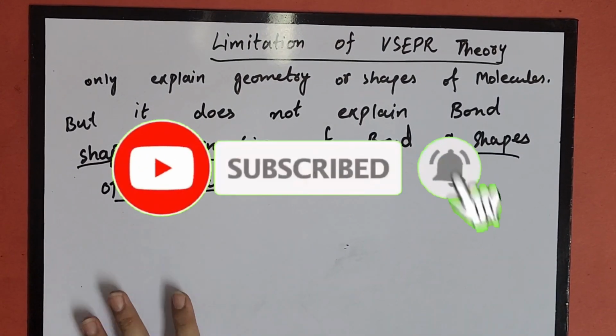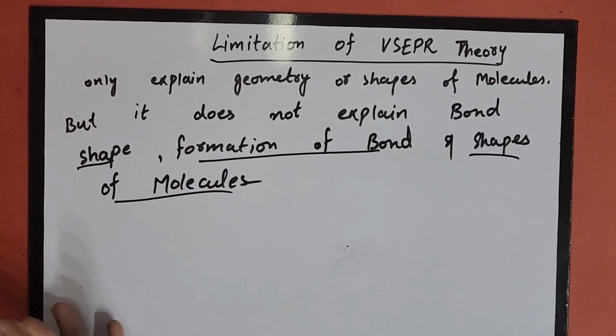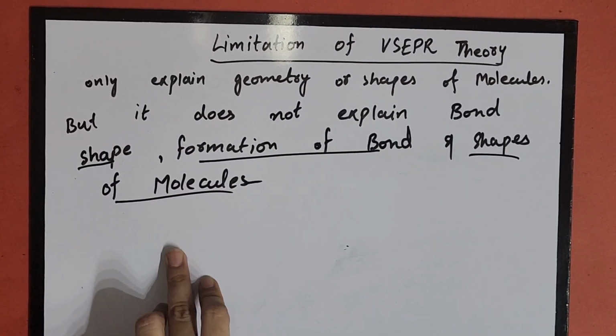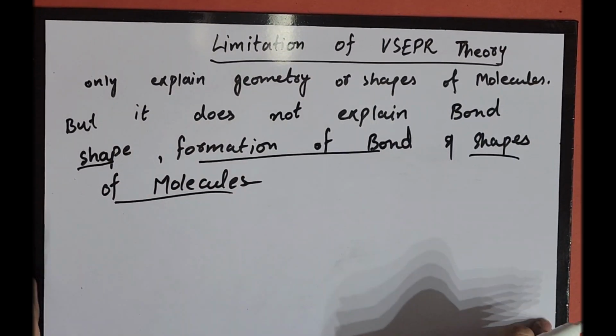So there is another theory called valence bond theory, VBT. It helps us to explain all of these characteristics. So we will discuss VBT in the next video.